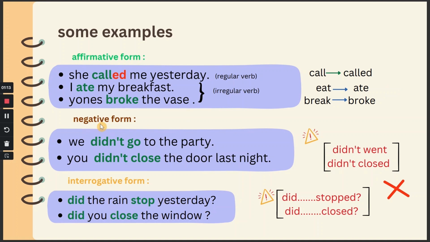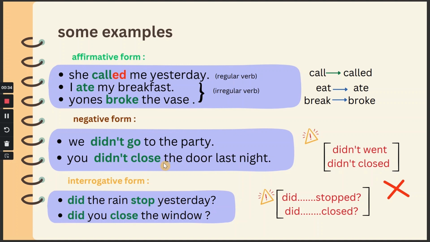Okay, now let's move on to the negative form. For the negative form, we have: we didn't go to the party, you didn't close the door last night. And here I really want to draw your attention to a very popular mistake. The mistake is to put both the verb do and the main verb in past simple, and this is a mistake. So we shouldn't say we didn't went to the party. We only put the verb do in past simple and we leave the other verb in its infinitive form.